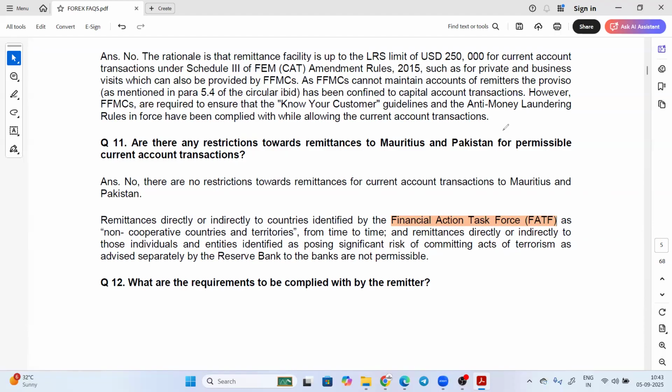So generally there is no restriction for Mauritius and Pakistan for permissible current account transactions. But if the amount is going to any restricted country, any country which is identified by FATF, then they have to take RBI permission or it is not permissible. Okay, that you can remember.